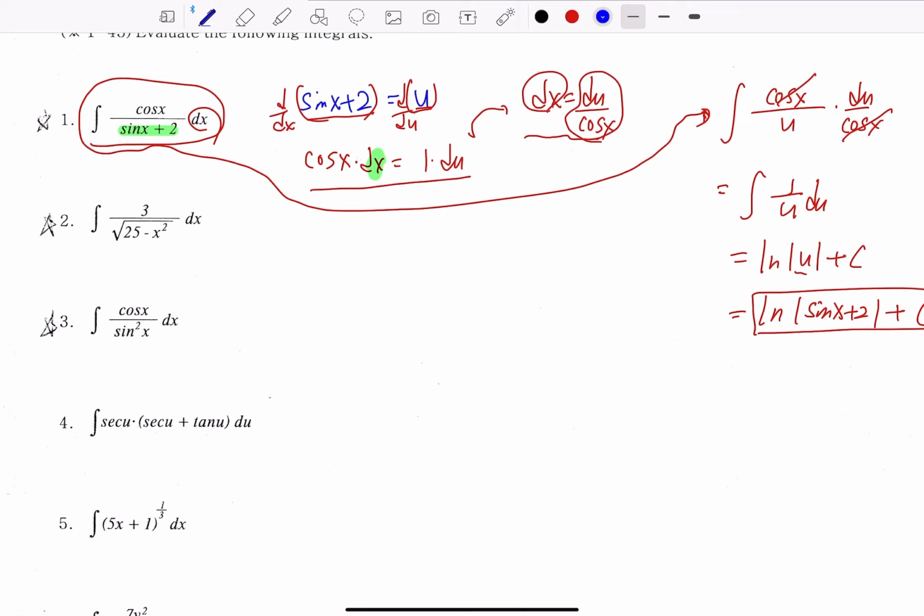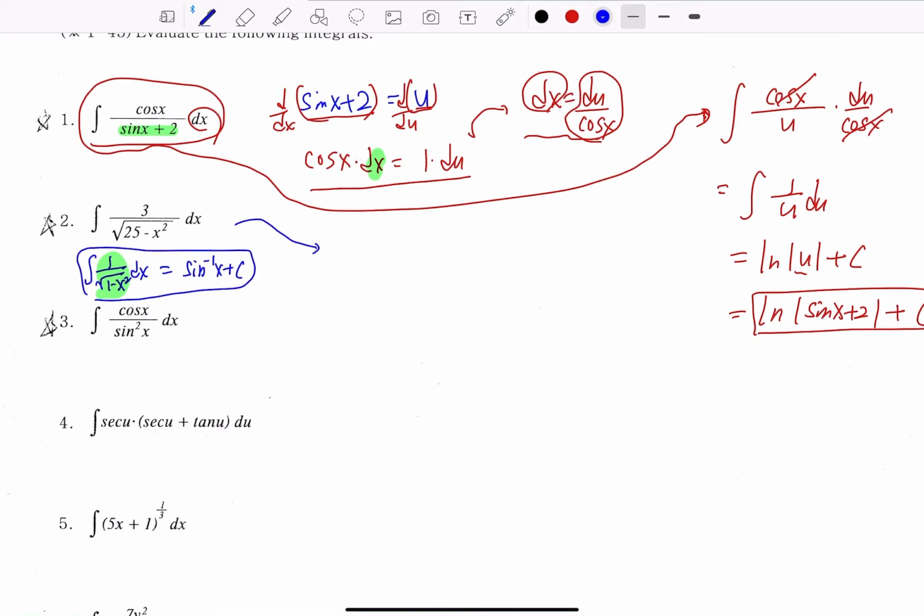Number 2. Integral 3 over square root of 25 minus x squared. Wow, this question is a little bit complicated. But I'm going to find the answer. I'm going to solve this question based on this. Integral 1 over square root of 1 minus x squared dx. This fraction, 1 over square root of 1 minus x squared, is the derivative of sine inverse. So the antiderivative of that expression is sine inverse x, right? I will use this rule.